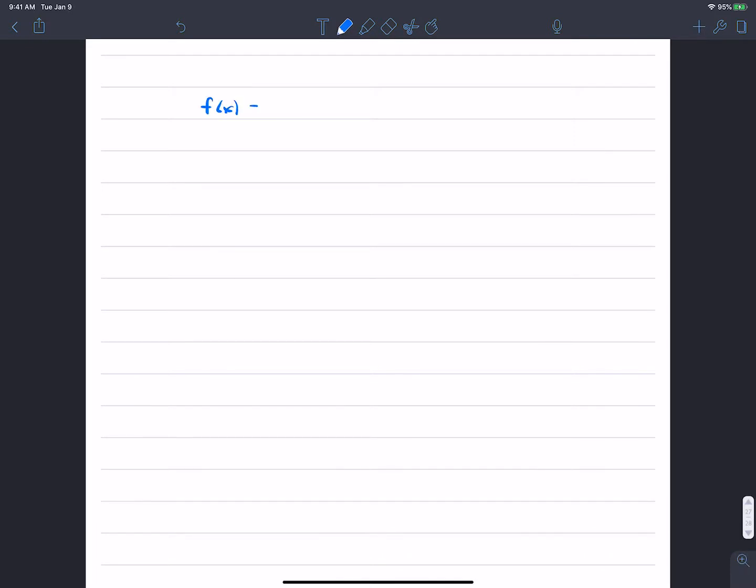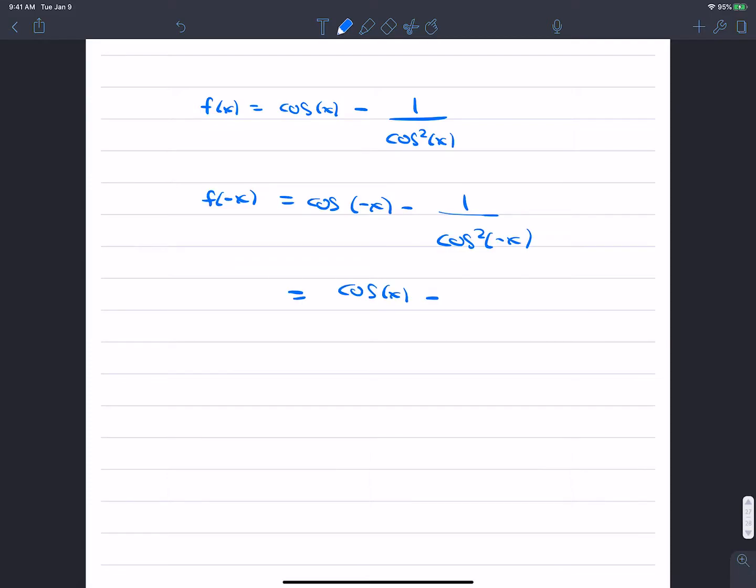So my function f of x was cosine x minus 1 over cosine squared of x, right? So we're going to find out what f of minus x is going to be. It's cosine of minus x minus 1 over cosine squared of minus x. And cosine of minus x, what do we know? Isn't that cosine x? Minus 1 over, that's still cosine squared x. So this is f of minus x. So sure enough, f of x is f of minus x. The function is what? Even.